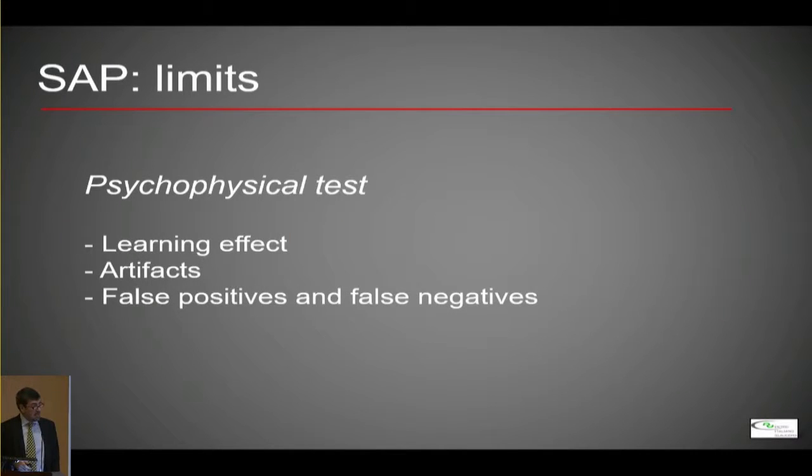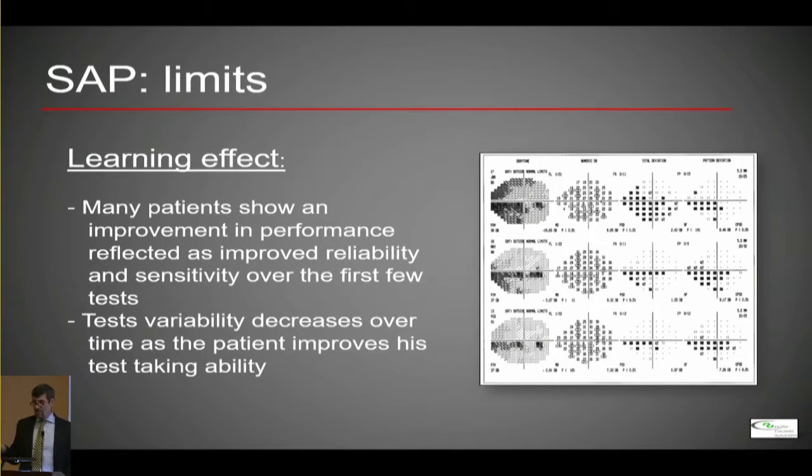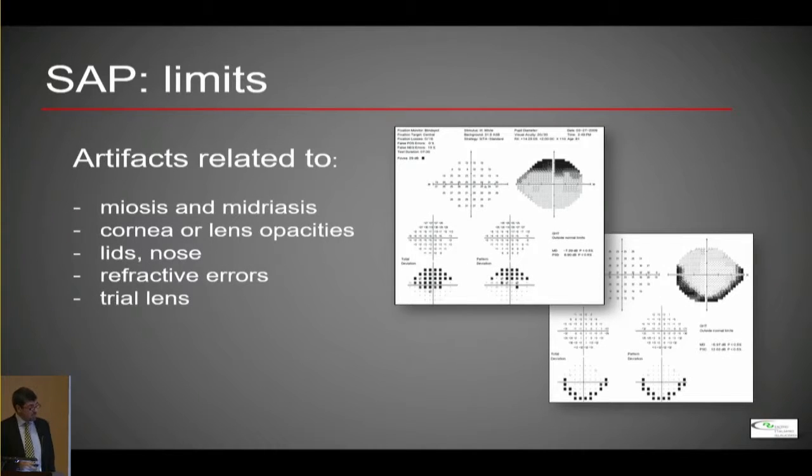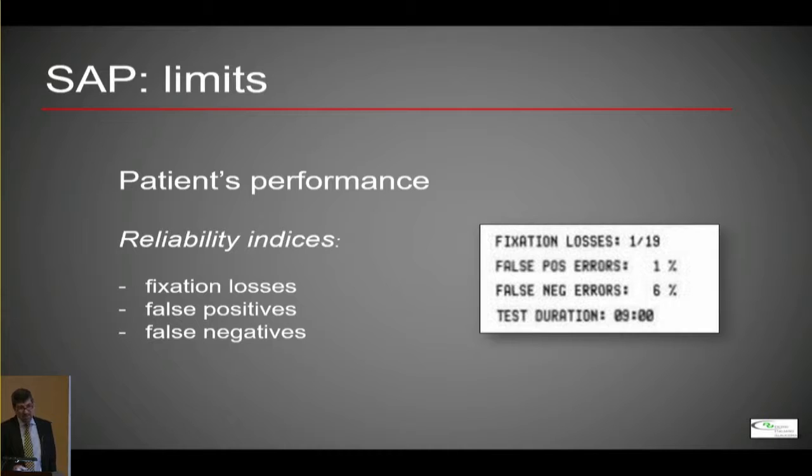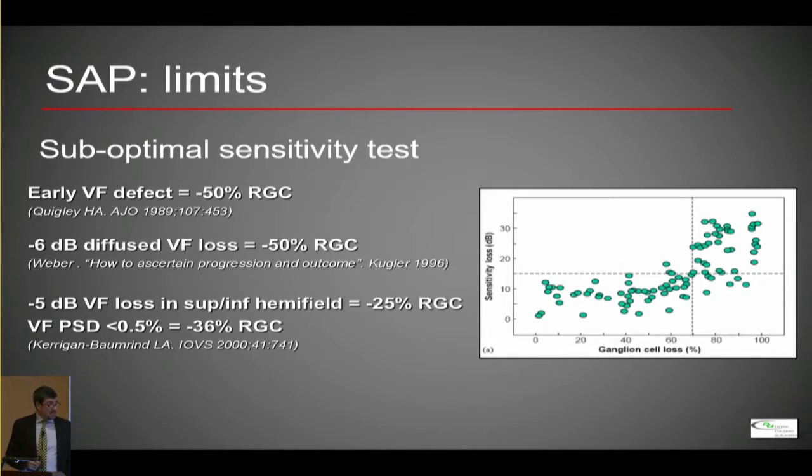Why can visual testing be unreliable? It's a psychophysical test which has a learning effect, which has artifacts, which can have false positives and false negatives. We know that over time the patient is getting better in his performance. We know that miosis, lens opacities, refractive errors, or trial lenses can give us some sort of false positive results, but definitely the patient's performance is critical to understand how reliable a visual field is. And finally, the test is obviously suboptimal in terms of sensitivity.